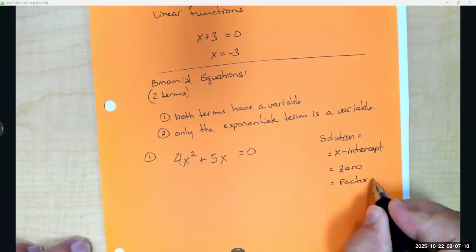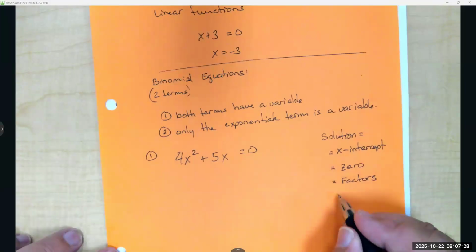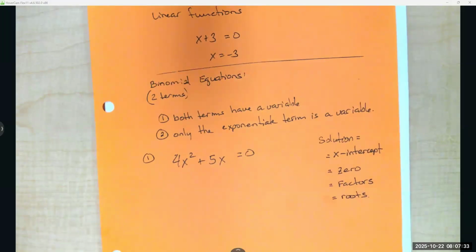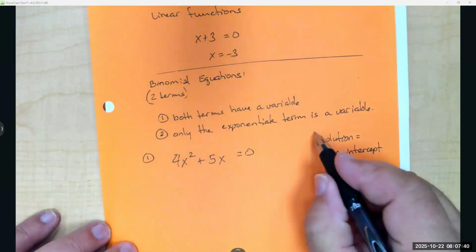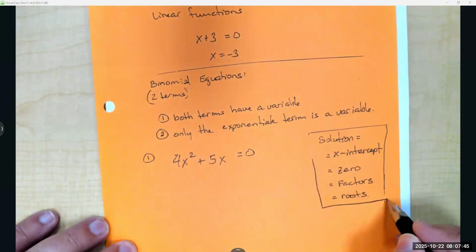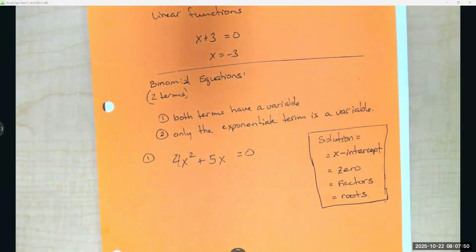The solutions are also factors. How do we get the solution? We have to factor the equation out. Another name is the roots. The roots of a function or an equation are the x values that make it equal 0. All of these mean the same thing, but they're represented differently. And we'll go over that.